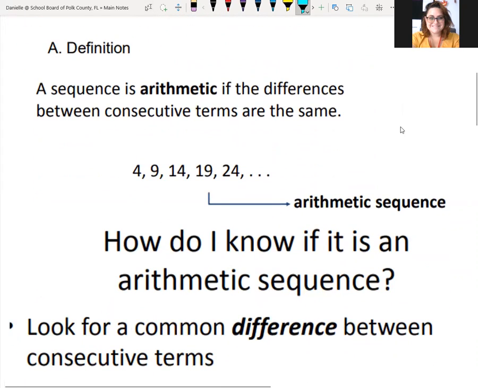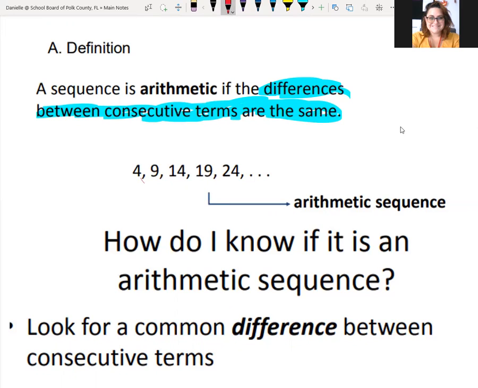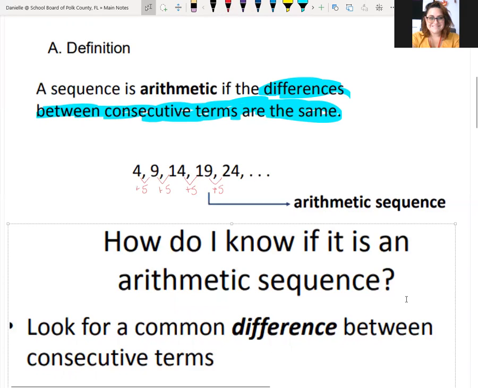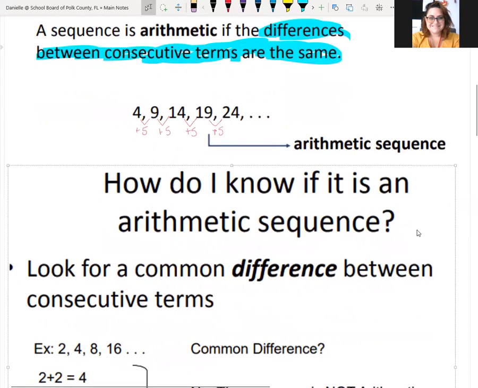So sequences are arithmetic if the differences between consecutive terms are the same. So when I look here, how do I get from 4 to 9? We plus 5. And what about from 9 to 14? Plus 5, plus 5, plus 5. So I know this is an arithmetic sequence because it has a common difference.